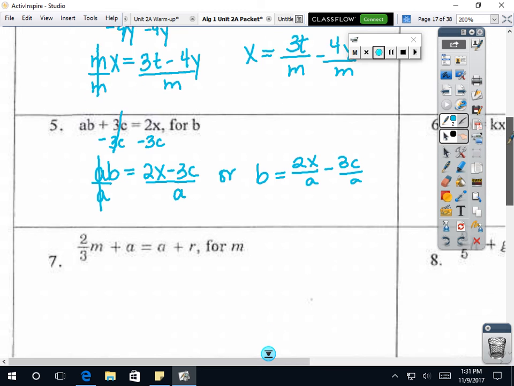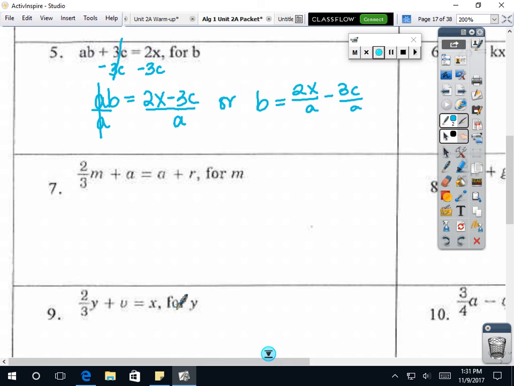Okay, number 7. 2/3 m plus a equals a plus r. Solve it for m. First, let's subtract this a to get it away from the m, and it cancels, leaving just the 2/3 m on the left side of the equation. Then when we go over here and subtract it, there's something to subtract it from, another a, and what happens? Those cancel as well, leaving just the r.